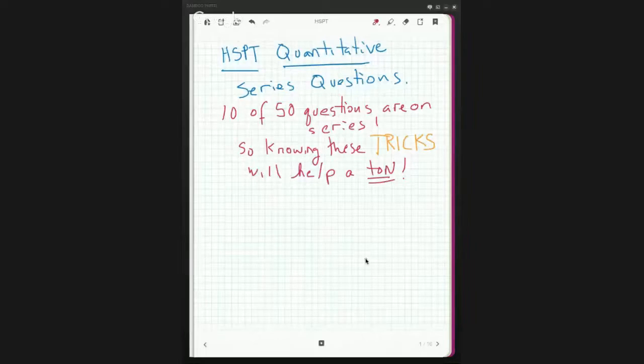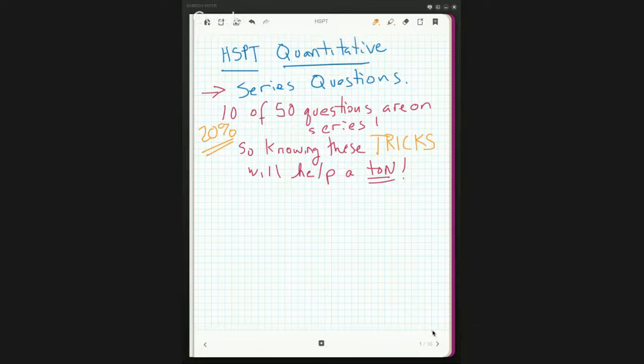Okay, here we go. So this is the HSPT quantitative section of the high school placement test that you are required to take if you're going to go to Catholic school in the Bay Area. And we're going to talk specifically about series questions. When I looked at this sample test, 10 of the 50 questions, 20%, yeah, let's mark that down. Let's highlight that. 20% of the questions were series questions. So knowing these tricks is going to help you a ton on the test.